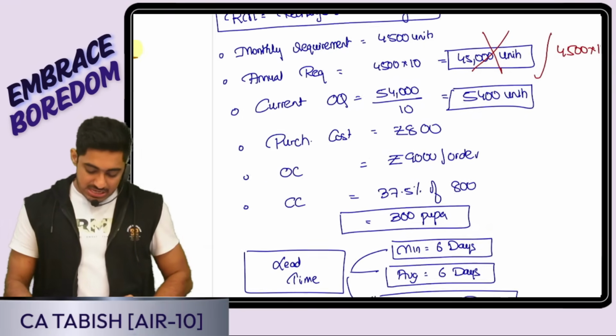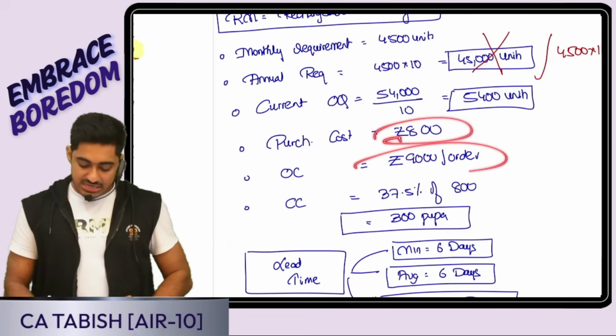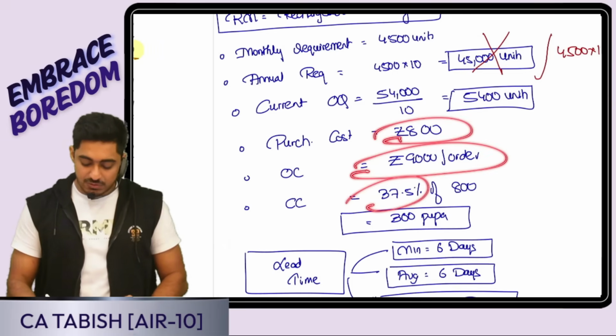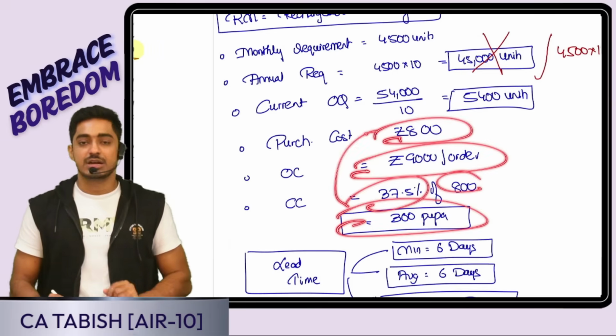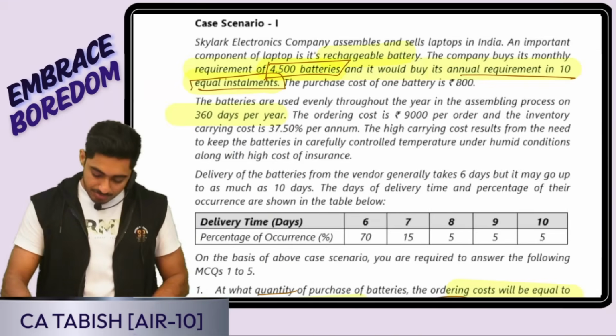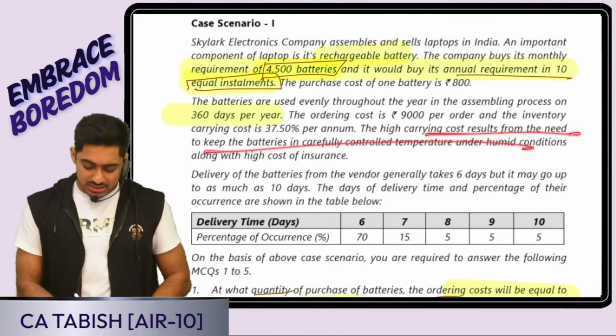That means, tell me students, purchase cost is 800. Ordering is 9,000 per order. Carrying is 37.5% of 800, which is 300 rupees per unit per annum. Great. High carrying cost results from all these things that are not treated.